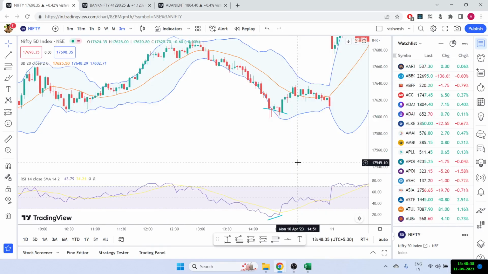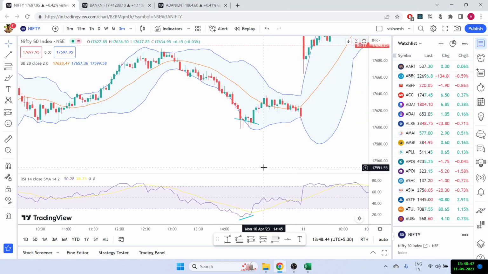So let me go through the rules once again. This is a strategy on scalping. A scalping strategy means that we want to quickly get into the trade, take the profit, and generally come out of the trade very quickly. So maximum you would be in the trade for only half an hour.